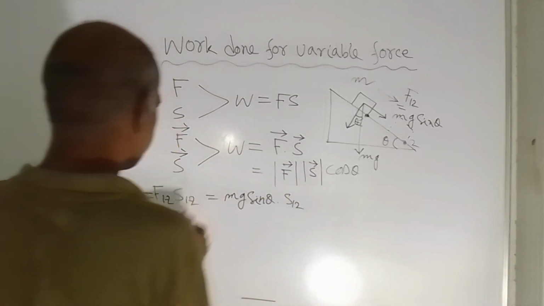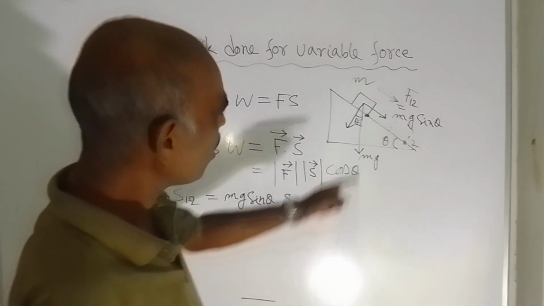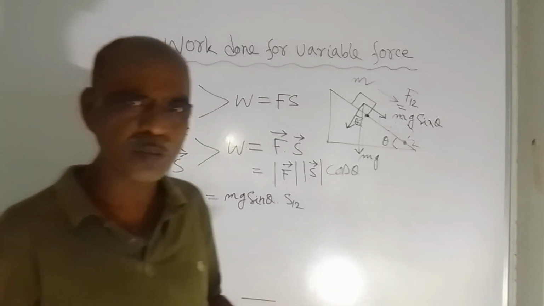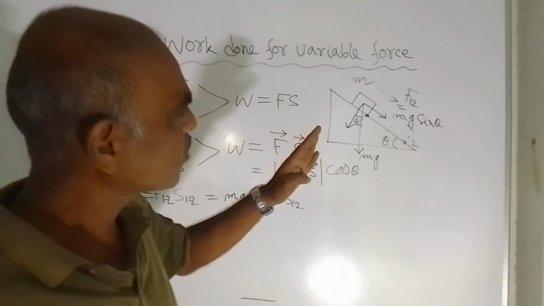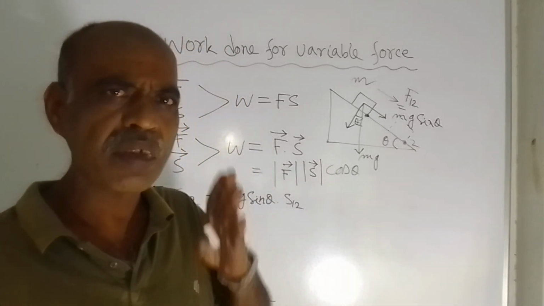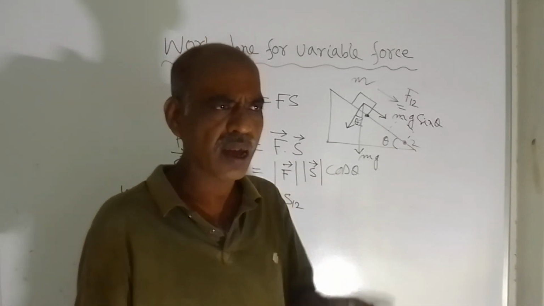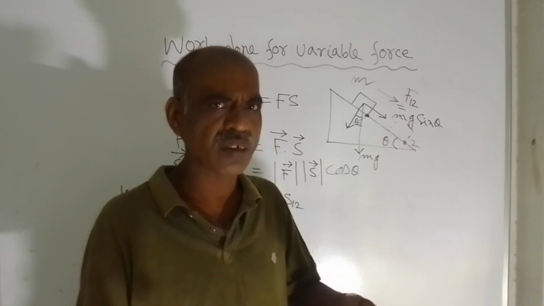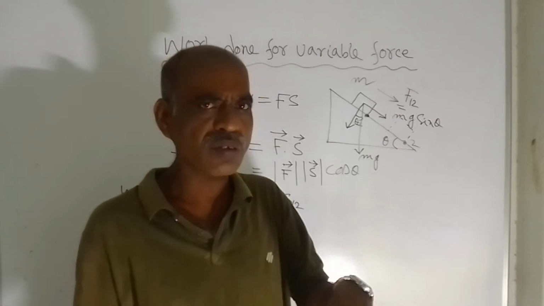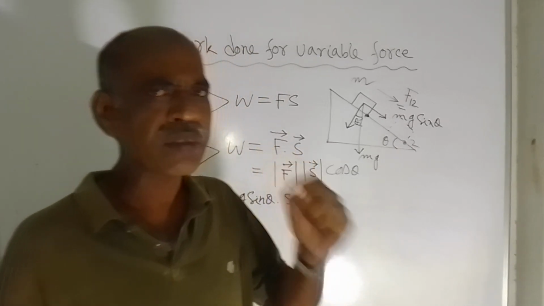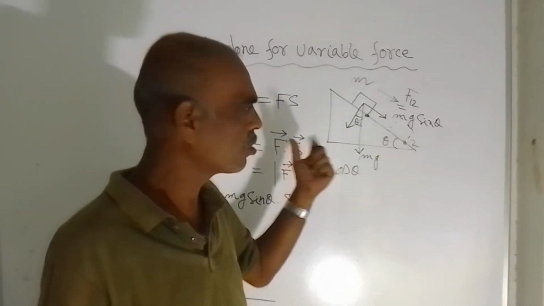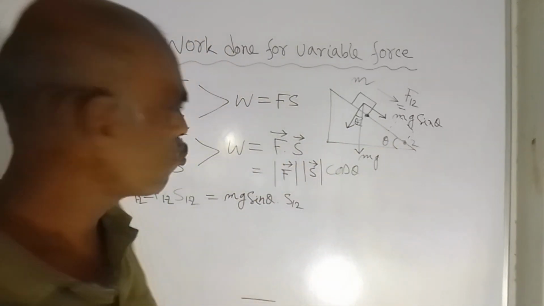Now suppose, so here what we have done, just we have multiplied the force by the displacement, because here force is not changing. From this point to this point, force remains constant. Force remains constant, it is not changing. The magnitude of the force remains constant, as well as the direction also remains constant here. Okay, means the force vector remains constant throughout the journey or throughout the path from point 1 to point 2.